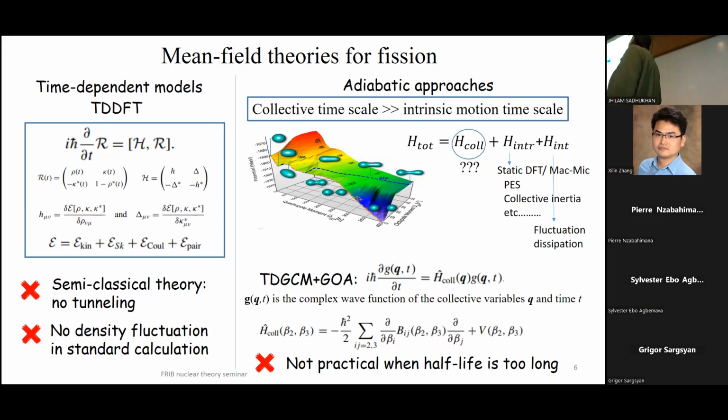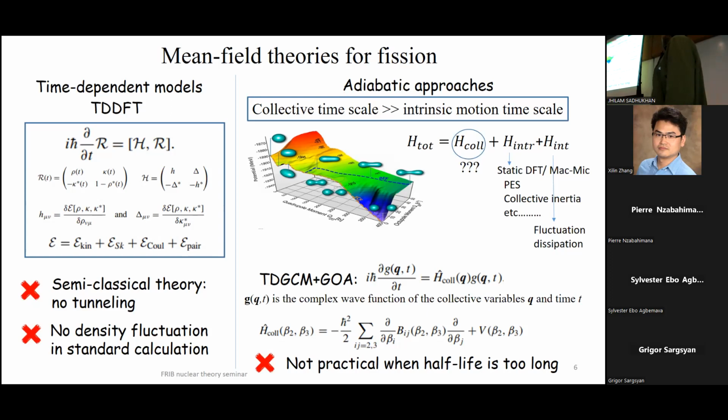Then we are left with adiabatic approaches. This adiabatic approach means basically that the collective time scale is quite large compared to the intrinsic motion of the nucleons, and using that assumption we can separate the whole Hamiltonian like this. We can have a separate Hamiltonian for collective motion, for intrinsic motion, and also the interaction between the intrinsic and collective Hamiltonian. Now this intrinsic part we can solve using either DFT, or the macroscopic-microscopic method.